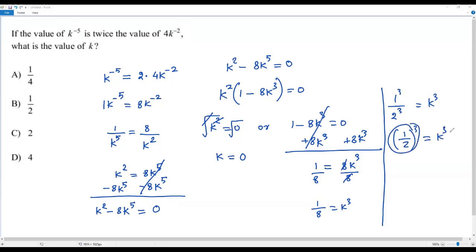Here two terms are equal with the same exponent 3. Whenever two terms are equal with the same exponent, we can equate the bases. When I equate the bases, I am getting 1 over 2 equals k. Now I got another value of k, that is 1 over 2. We find this 1 over 2 in answer choice B. The correct answer choice for this question is B.